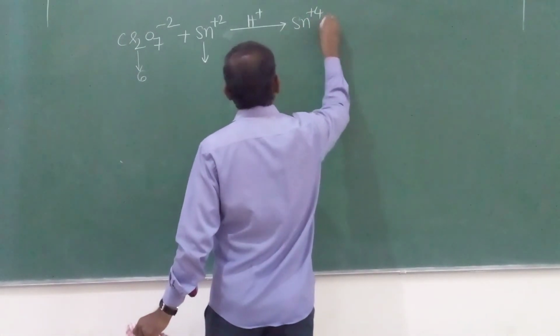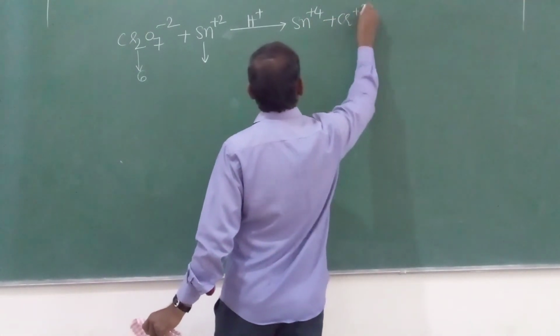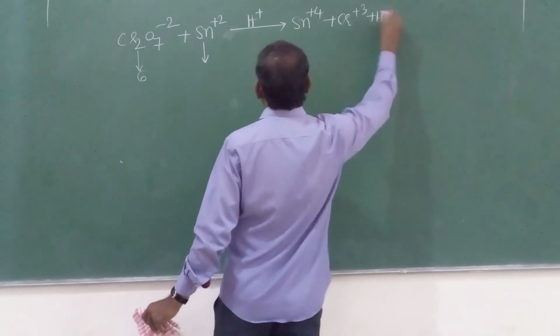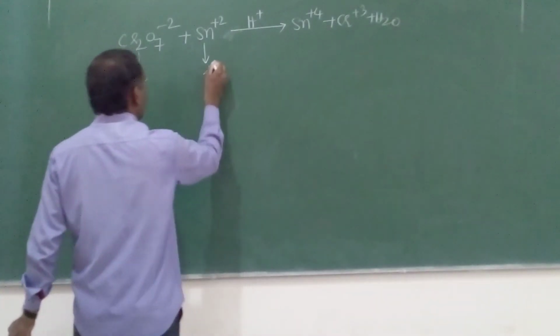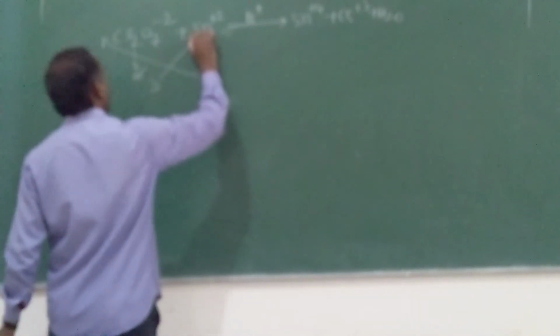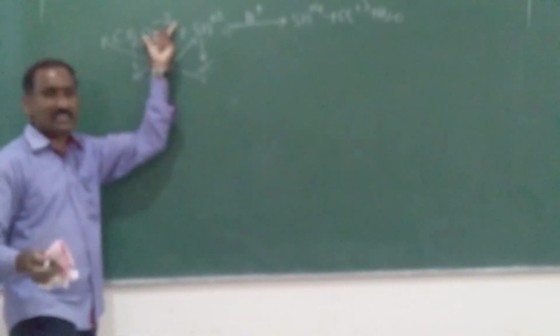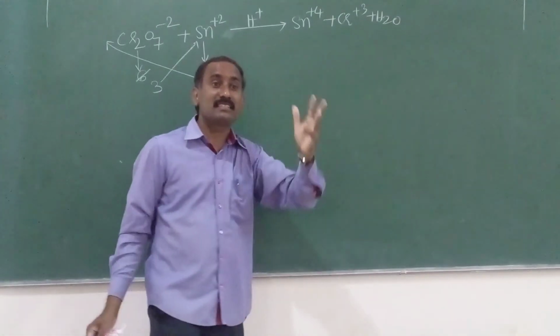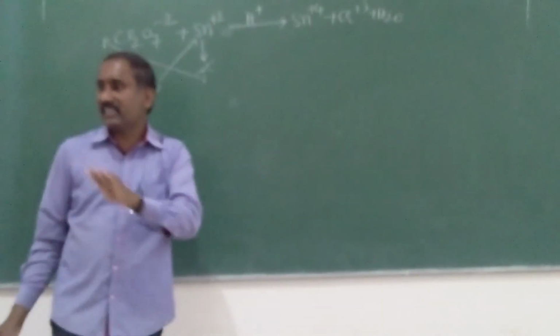Sn2+ goes to Sn4+, the byproducts are Cr3+ plus H2O. N factor is 2, therefore the common factor is 1 and 3. Products are not required. On the products side there is no need to show the balancing equation, because they are asking for the relation between these two. They are asking the relation on the reactant side, hence for us product side balancing is not required.